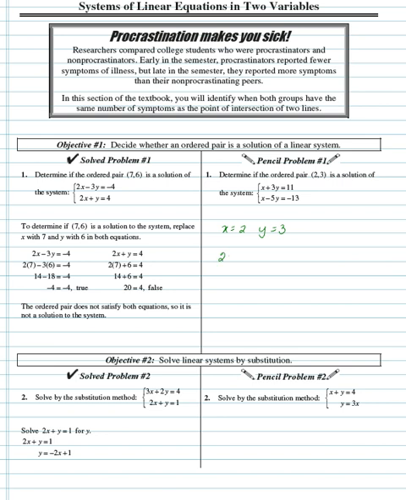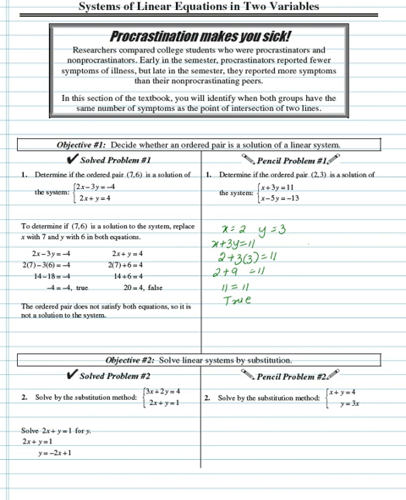2 in the first equation, which is x plus 3y is equal to 11. X is 2, y is 3, so 2 plus 3 times 3 is equal to 11. So 2 plus 9 equals 11. 11 is equal to 11. That's a true statement.